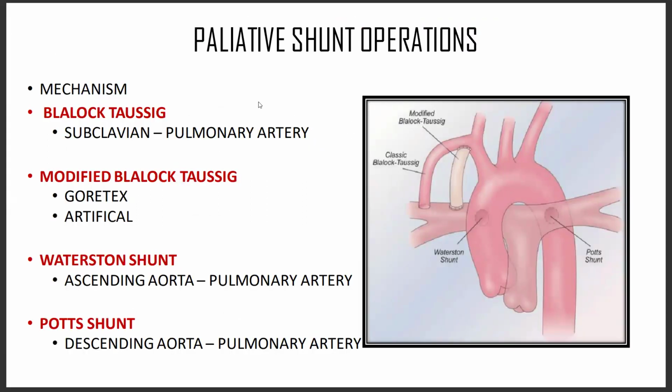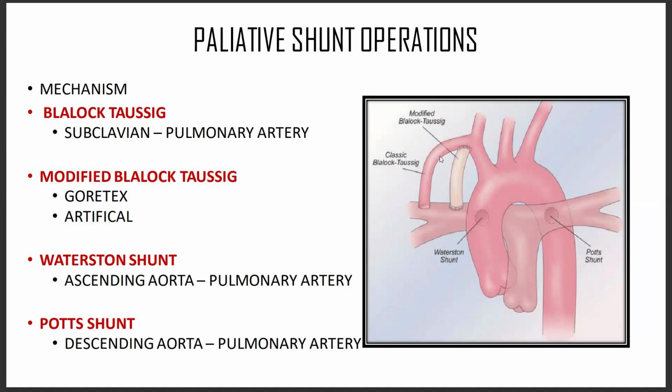So these are the palliative shunt operations, like the Blalock-Taussig shunt. That is, there will be a shunt between the subclavian and pulmonary artery. This is the classic Blalock-Taussig shunt. That is classic: a shunt between the subclavian and pulmonary artery.